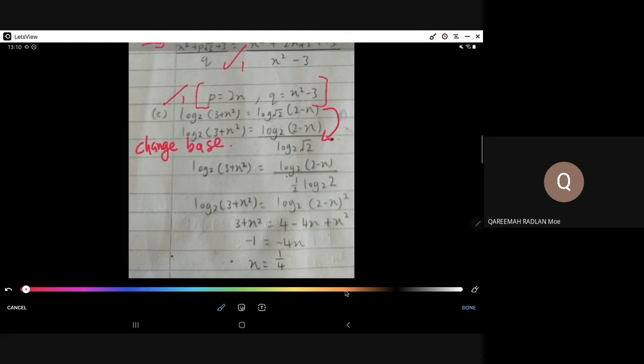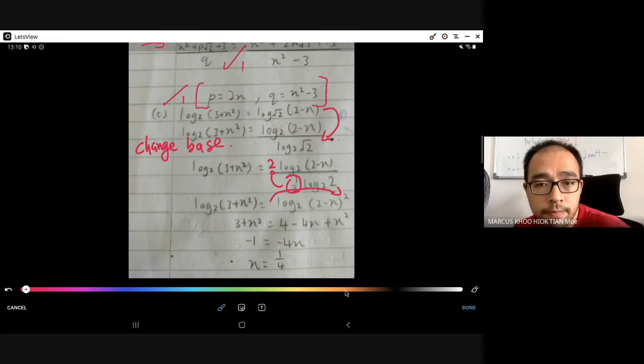So the 2 in front, you can do, it's basically a square. So the bracket, you square with 2. And after that, you can compare because the base is the same already. So 3 plus x squared equals to bracket 2 minus x and then square. And then you expand and compare.